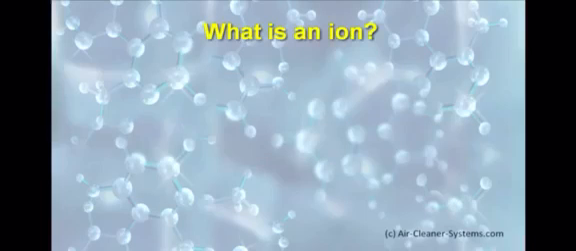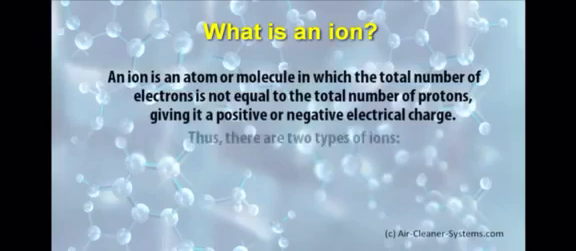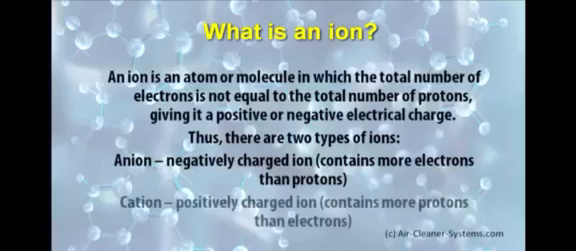So, what is an ion? An ion is an atom or molecule in which the total number of electrons is not equal to the total number of protons, which gives it a positive or negative electrical charge. Thus, there are two types of ions. An anion is a negatively charged ion, which contains more electrons than protons. A cation is a positively charged ion, which contains more protons than electrons.